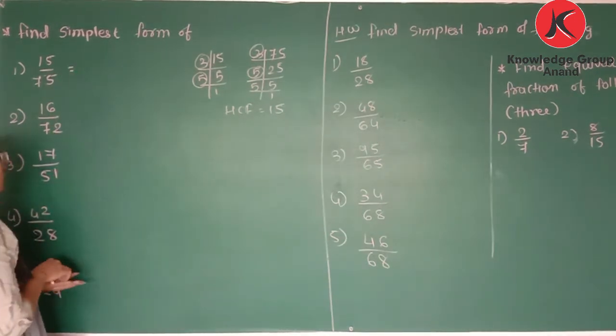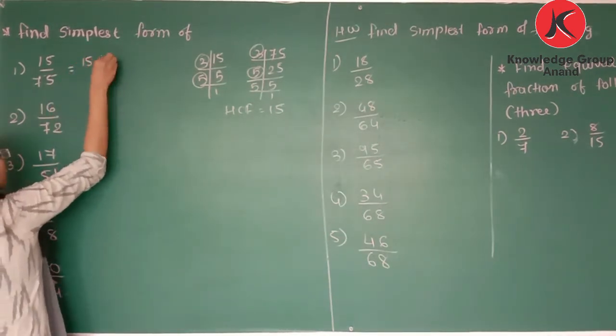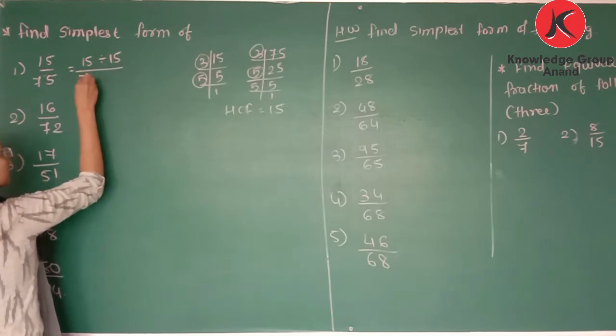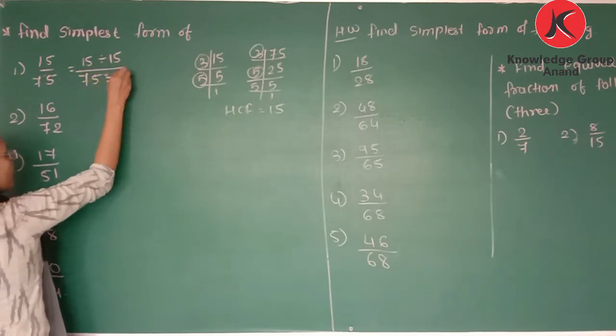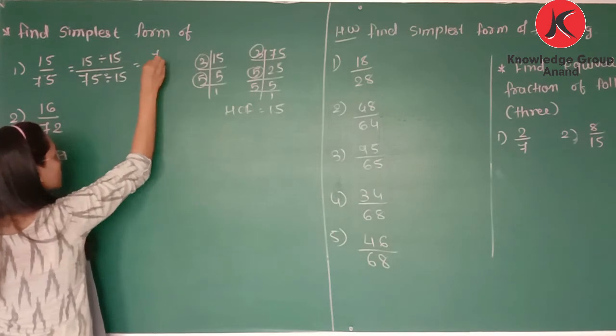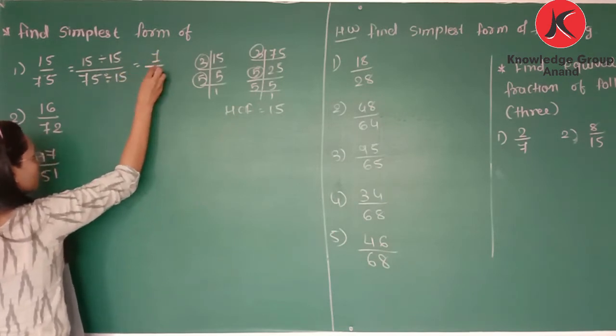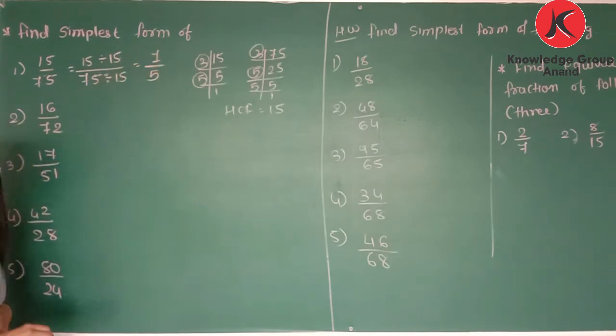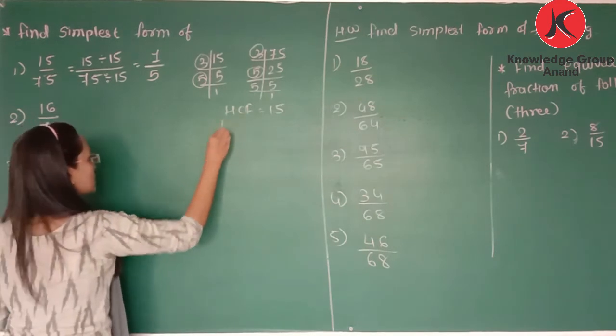So 15 divide 15. 75 divide 15. So 15 divided 15 is 1. 75 divided by 15, that is 5. Okay. Now one more example. 16 by 72. So let's find the HCF of 16 and 72.